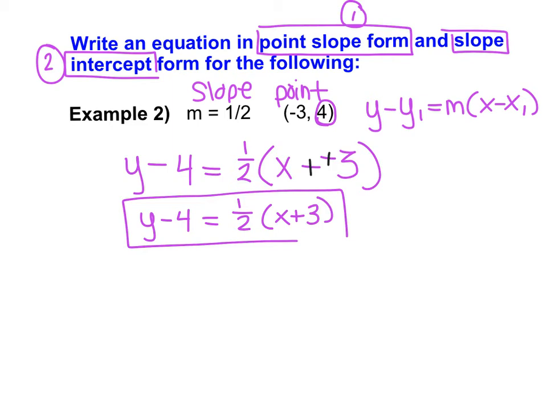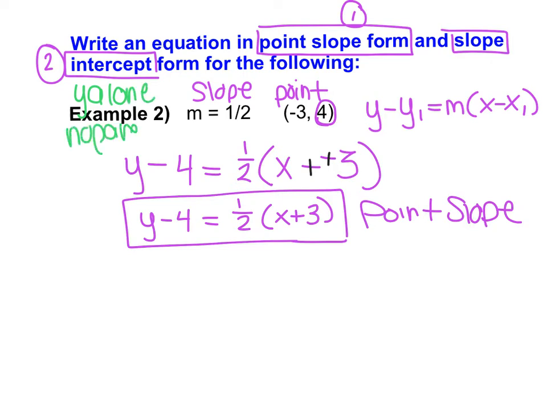So this is our point-slope form. Now, in order to get slope-intercept form, all we need to do is rewrite this. So remember, our goal in slope-intercept form is we need to get y alone, and we need to have no parentheses in the problem. So we're just going to use two algebra concepts in order to help us do this. The first thing we're going to do is we're going to get rid of those parentheses by distributing.